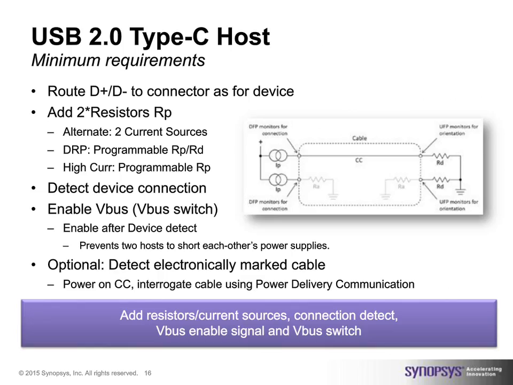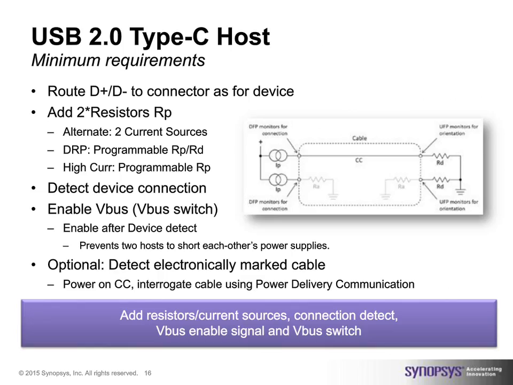And normal hosts have VBus enabled all the time. However, you can't do that for Type C because if you connect two hosts together and VBus is enabled all the time, one of the hosts will win that war between the power supplies.